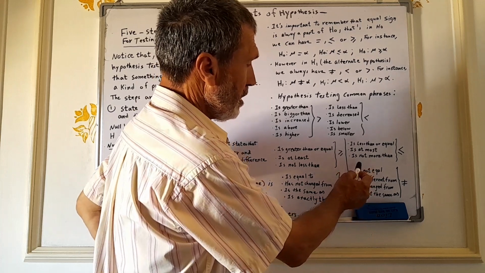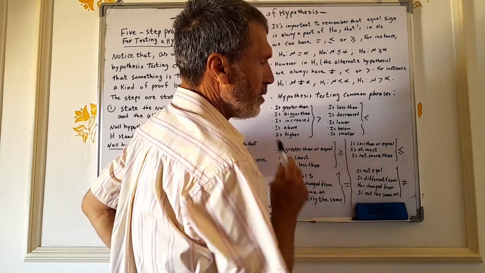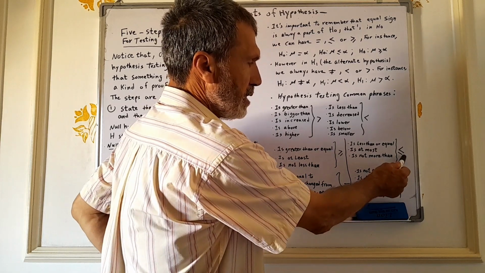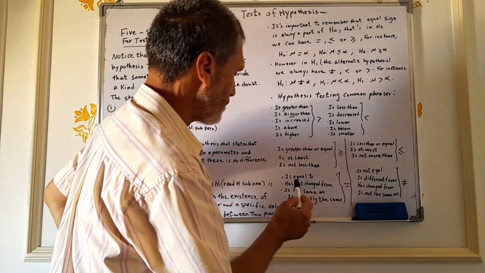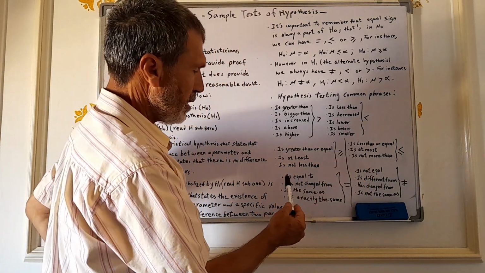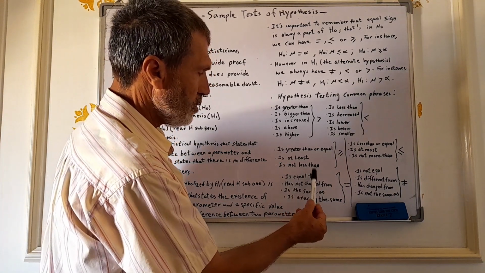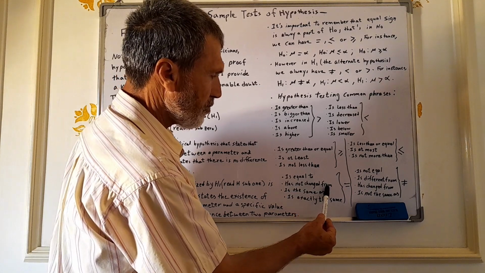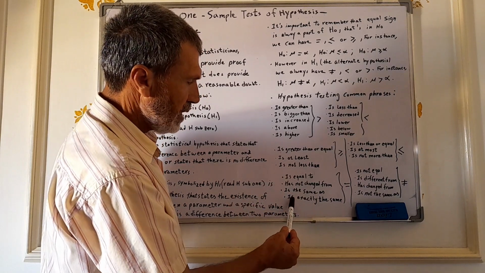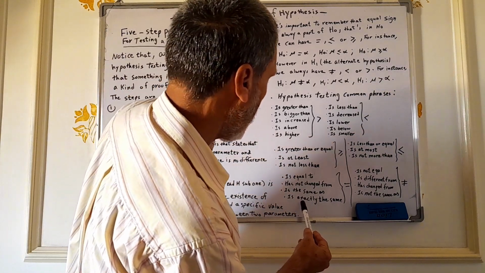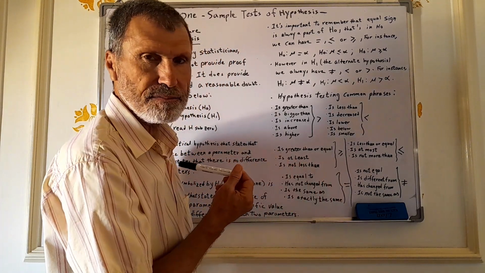If you encounter a phrase "is not more than," we use this inequality, less than or equal. Now, we move to the equal side. If you encounter a phrase "is equal to," or "has not changed from," "is the same as," or "is exactly the same," then we use the equality sign.